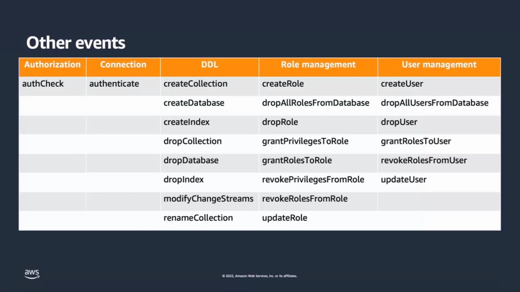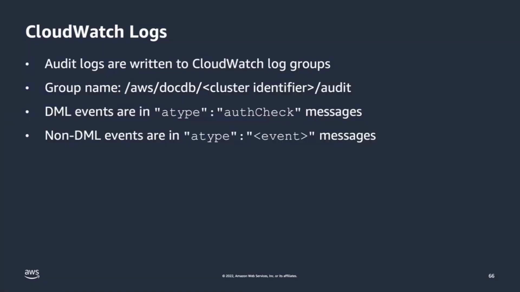DDL events are generated on operations on collections, databases, indexes, and change streams. Role management events are generated when managing roles defined in the database. User management events are generated when managing users defined in the database. So that's the six different types of events and the specific events that can be generated.